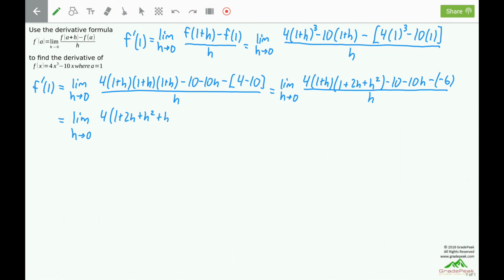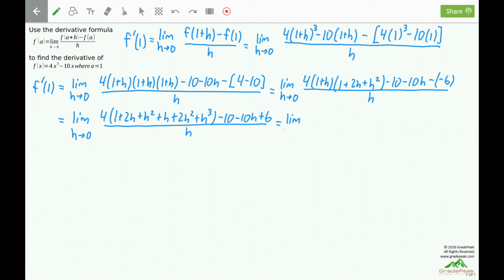h times 1 is h. h times 2h is 2h squared. h times h squared is an h cubed. The 4 will distribute that entire quantity. And then we have a negative 10, a negative 10h, and a positive 6. Subtracting a negative 6 is equivalent to adding a 6. All that's divided by h.